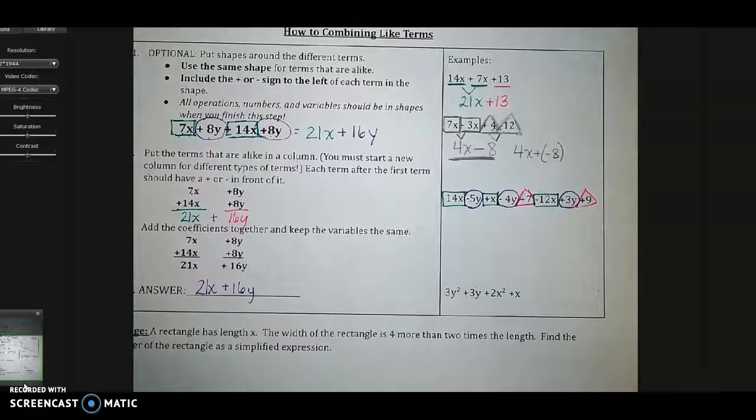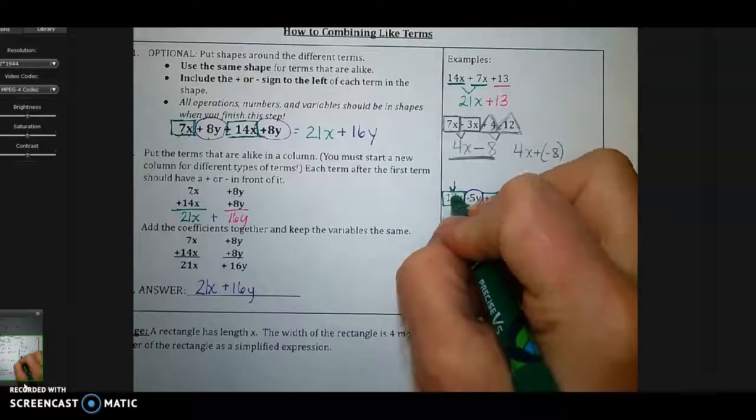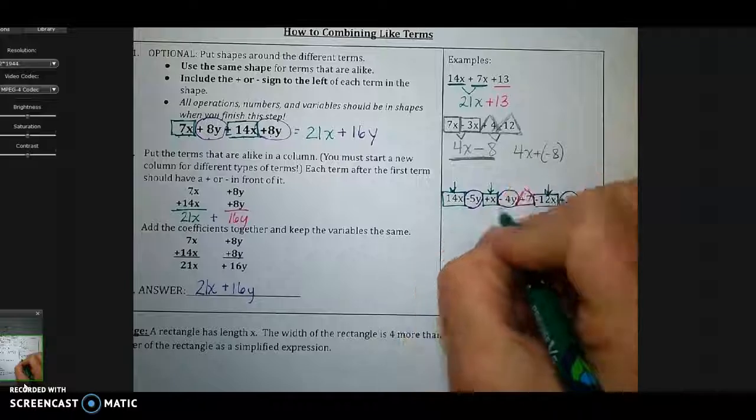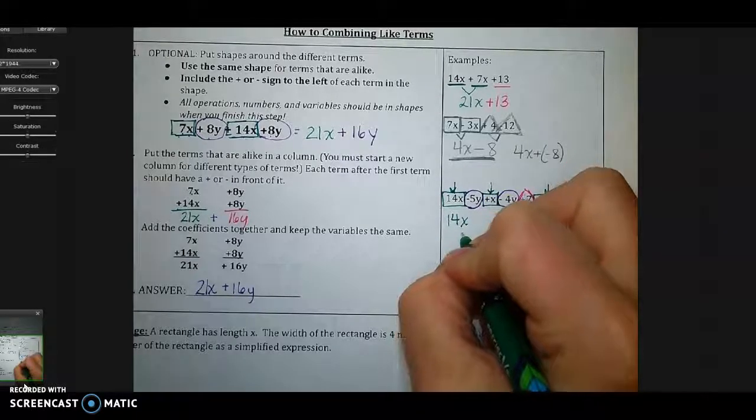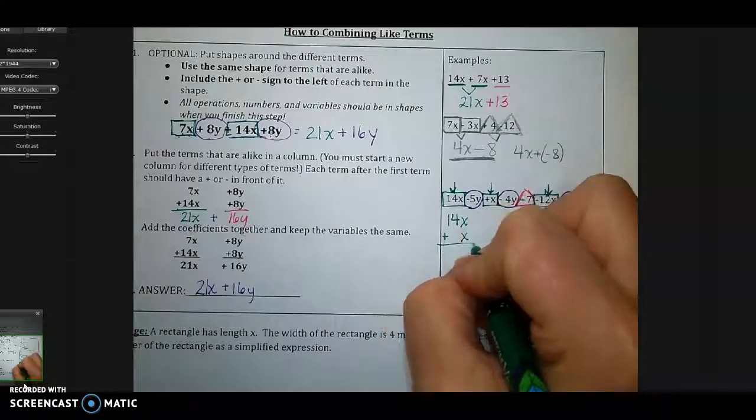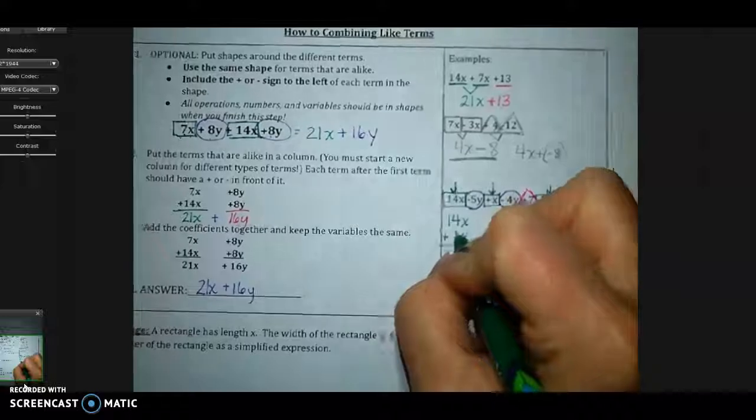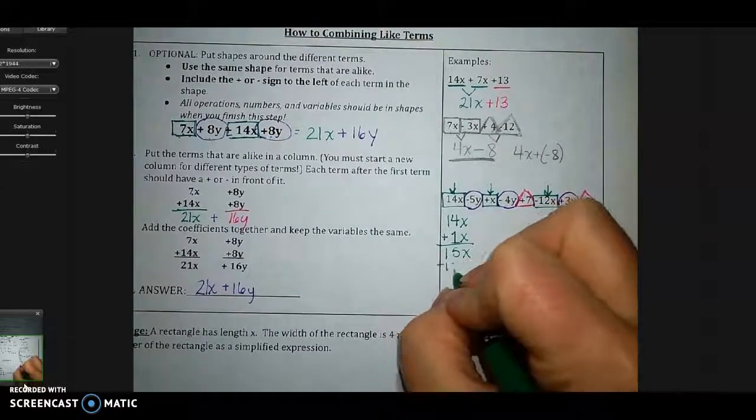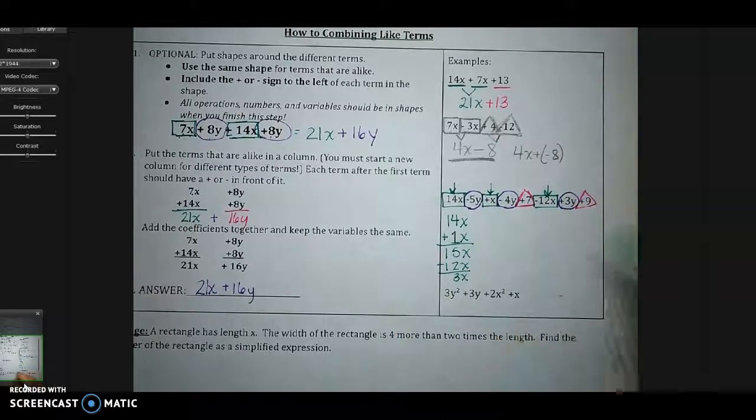I always put alphabetically, so X comes before Y. So I know this is one that I need, and this is one that I need, and this is one that I need. If I wanted to line these up, I could say 14x and x, and I'm adding those together, which gives me 15x. Remember, there's that 1 here that we just don't write. Now I then had a negative 12x, which means I'm down to 3 x's.